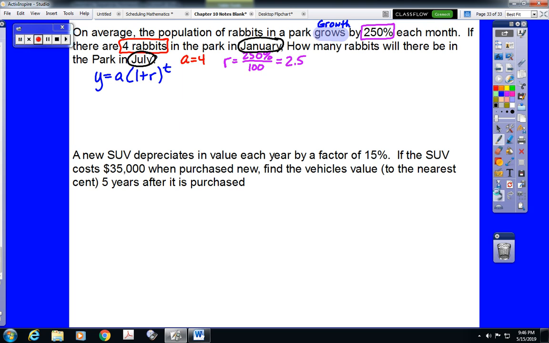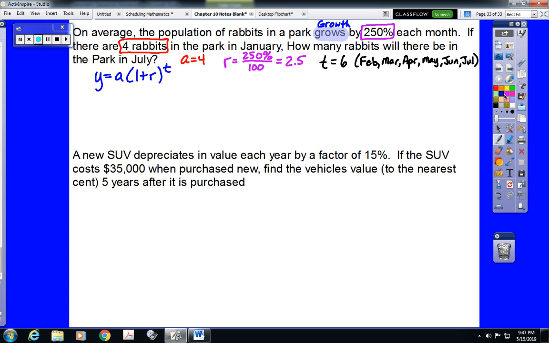So when we're trying to figure out the time, we need to figure out how many months there are between January and July. But we need to be very careful there because you don't count January. Let's say that we were referring to an actual date like January 5th. The first month would then end on February 5th. So no matter what day in January we're dealing with, the first month would be February. So we need to count the months from February to July. There are 6 of them: February, March, April, May, June, and July. So we have 6 months, so t would equal 6.